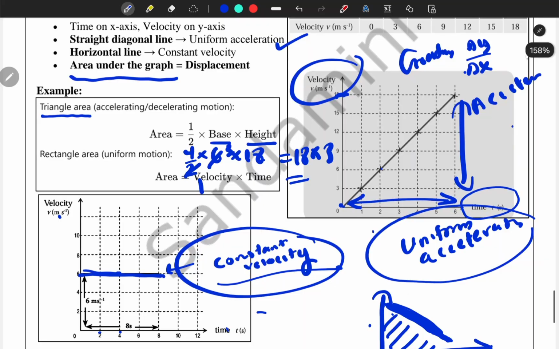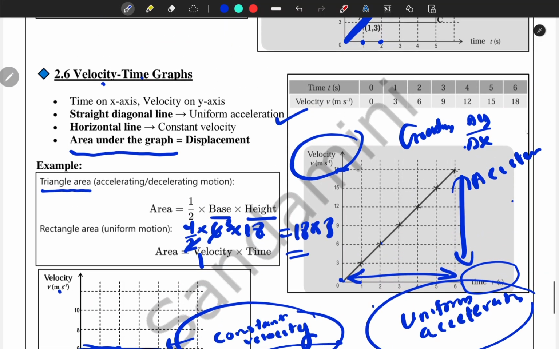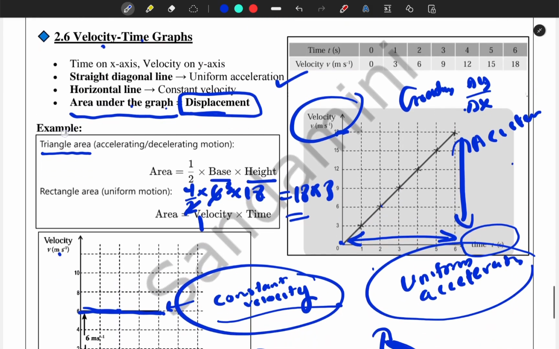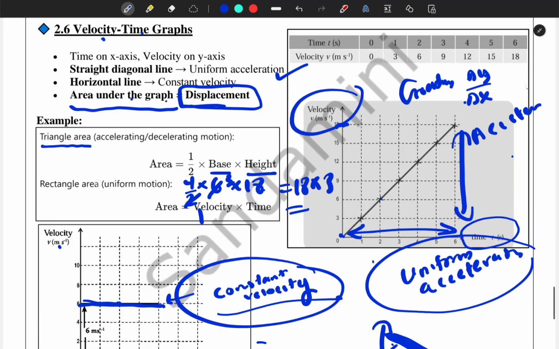Right? What does that area tell us? The area under this graph is called the displacement. You can't mix all this up, right? The area under the graph is the displacement. So what comes from this area? The displacement that this object has travelled from 0 second to 6 seconds.